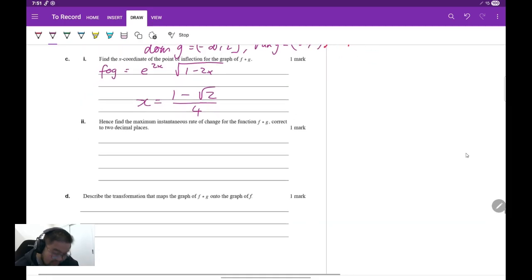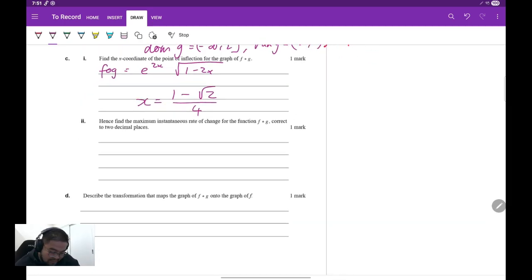Now it says, hence find the maximum instantaneous rate of change for the function f of g. When it says hence, it's probably implying that we need to use our answer here, and we can, because really what we're trying to find is fog. When you find the derivative of that, we're going to substitute x is equal to 1 minus root 2 on 4 into it.